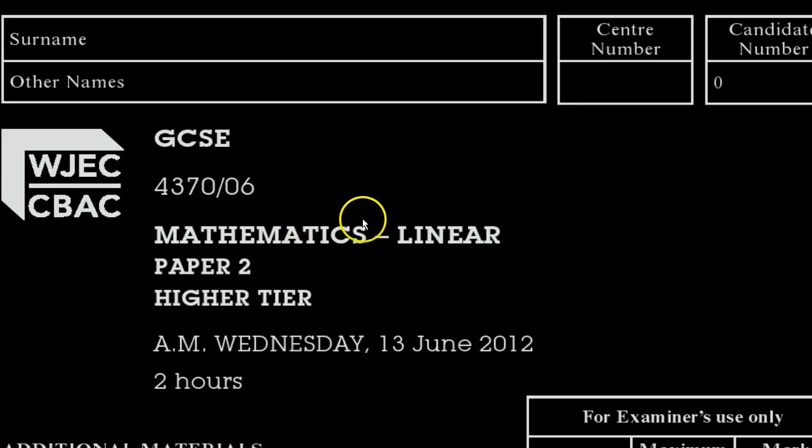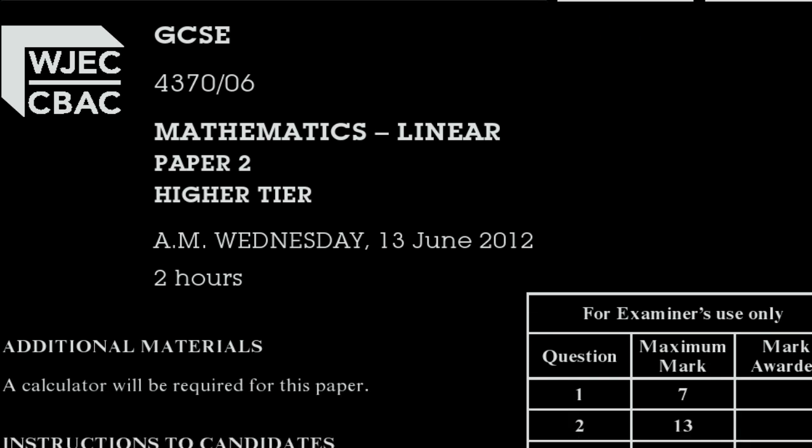I just thought I'd show you a little overview of this paper on the first page before we go into the paper question by question in the playlist. This is the playlist for the GCSE Mathematics Linear Paper 2 Higher Tier, June 2012 for the WJEC Examinations Board. So clearly you're going to need to put your surname and your first names here, your centre number and your candidate number. Make sure that's written clearly.